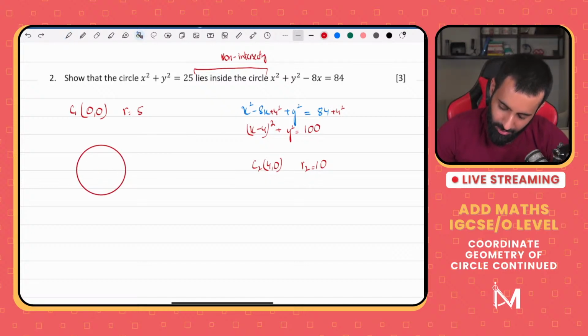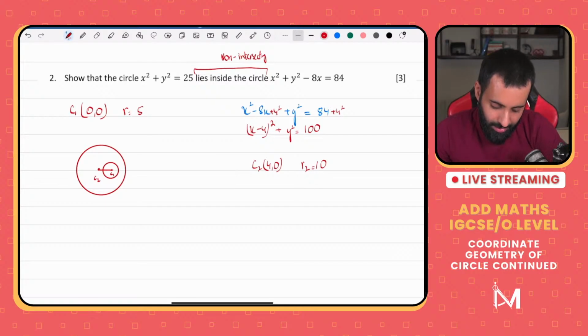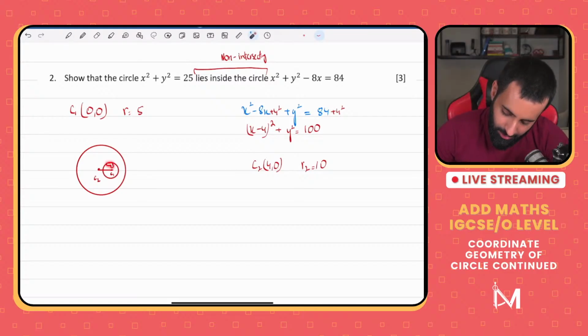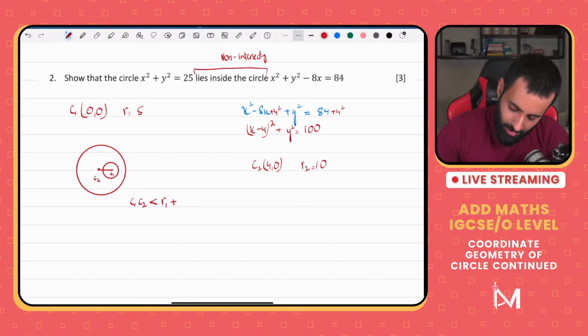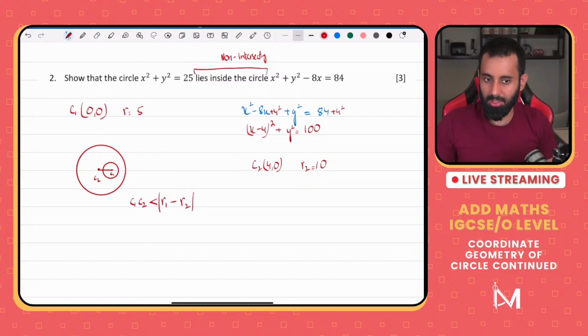So here we have two circles that are not intersecting. Let's say this is the center of one circle, this is the center of the other. So the distance between the two centers is less than the difference of the radii, r1 minus r2. The distance between the two centers must be less than the difference of the radii. If that is the case, that means the circles are not intersecting.